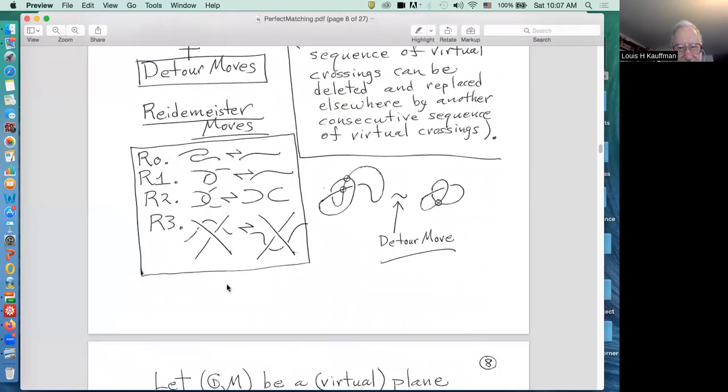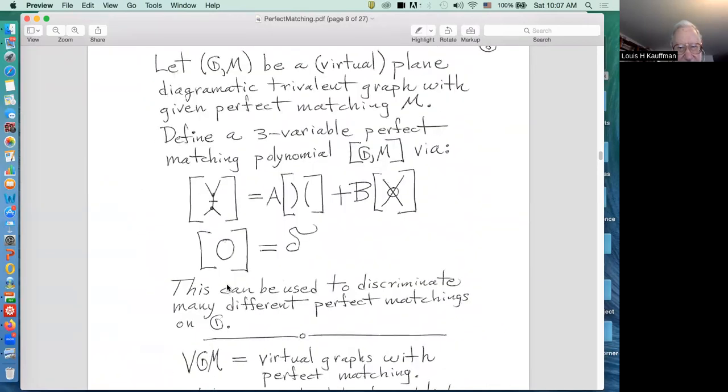Now I'm going to skip these remarks about virtuality. I could do it in a more general case. I can say that given a graph, given a trivalent graph, I can define a perfect matching polynomial. I will take A times the one way of smoothing the perfect matching edge, and the cross way of smoothing a perfect matching edge, I'll get a B, and I'll have a delta for the value of the loop, and this can be used as a graph polynomial to discriminate different perfect matchings of the graph.